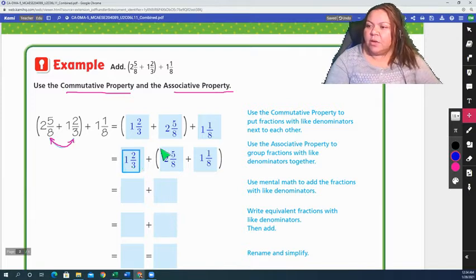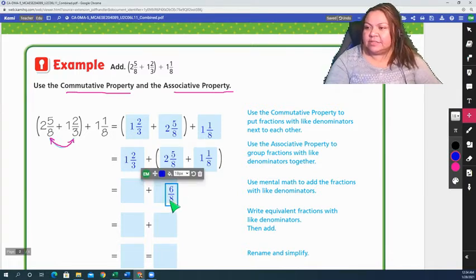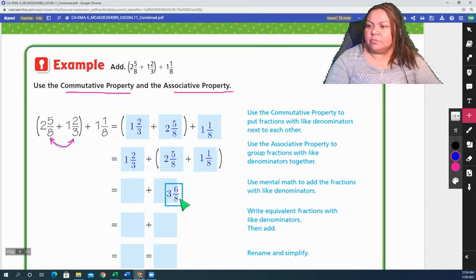All right. So now it should be easier for me to add these two because I can do it mentally since I'm adding and they have the same denominator. So I will add the numerators. 5 and 1 is 6. And we keep the same denominator, which is 8. And now I just add the whole numbers. 2 plus 1 equals 3. Okay, let's go ahead and move this over here. And then we just bring down the 1 and 2/3.